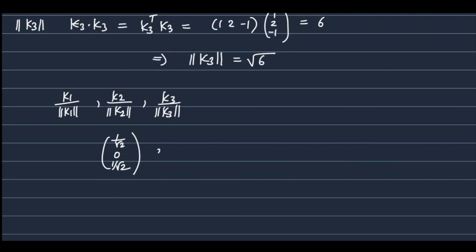Now k2 by norm k2. K2 is minus 1, 1, 1, so we get minus 1 by root 3, 1 by root 3, 1 by root 3. So this is k2 by norm k2. And k3 is 1, 2, minus 1, so we get 1 by root 6, 2 by root 6, minus 1 by root 6.